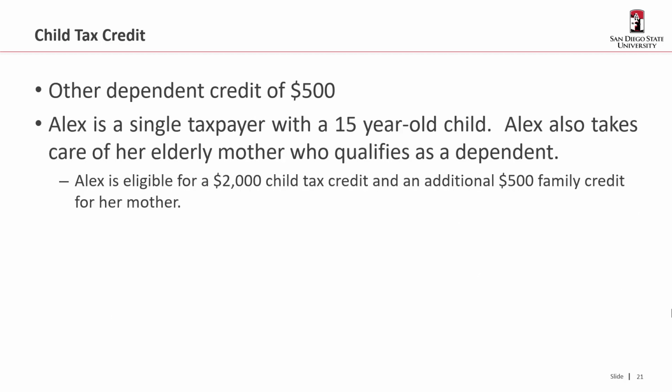The other dependent credit is only $500. So say, for example, you have a child, but they're 17 or older, then they would not be eligible to take the child tax credit, but they could take the other dependent credit. So let's assume Alex is a single taxpayer with a 15-year-old child, and Alex takes care of her elderly mother, who also qualifies as a dependent. So Alex would be eligible for $2,000 of child tax credit for the daughter, and an additional $500 under the other dependent credit for her mother, who is also a dependent.